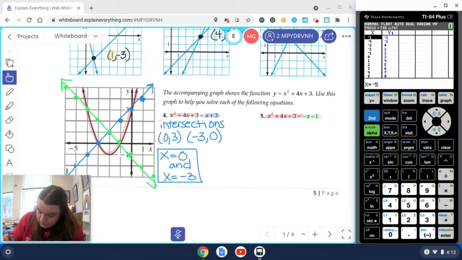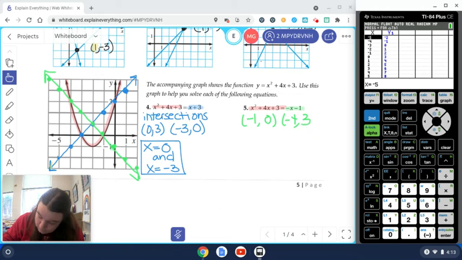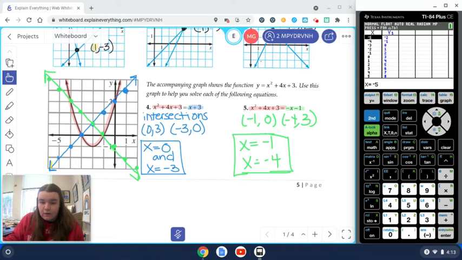So again, we are looking for where we intersect the graph, and that's at the points (-1, 0) and (-4, 3). So then my solutions are x equals -1 and x equals -4. Those are the x values that give us the same output.